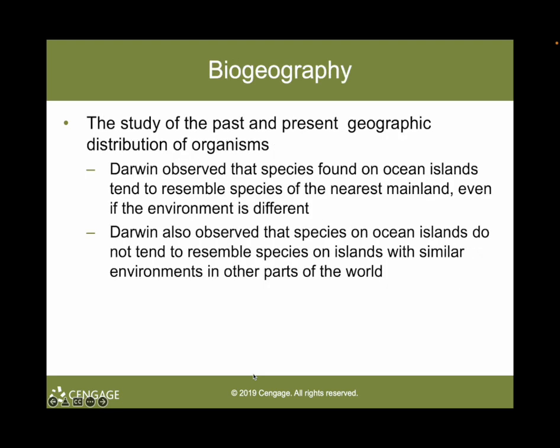I'm getting now to biogeography. The study of the past and present geographic distribution of organisms is called biogeography. The geographic distribution of organisms affects their evolution. Darwin was interested in biogeography, and he considered why species found on ocean islands tend to resemble species of the nearest mainland, even if the environment is different.